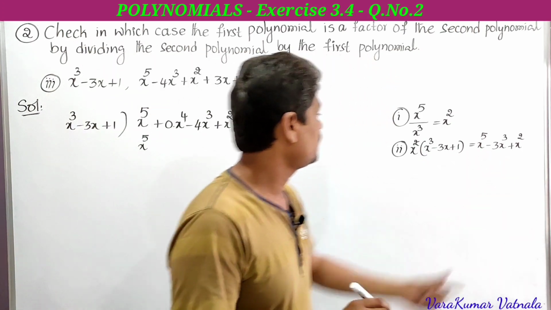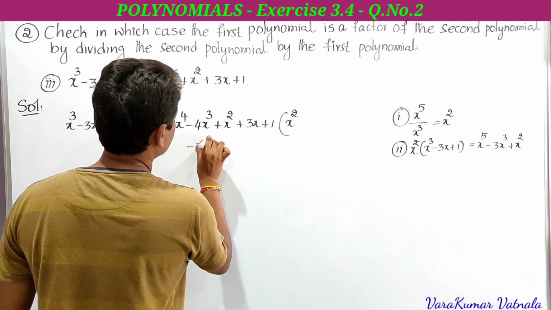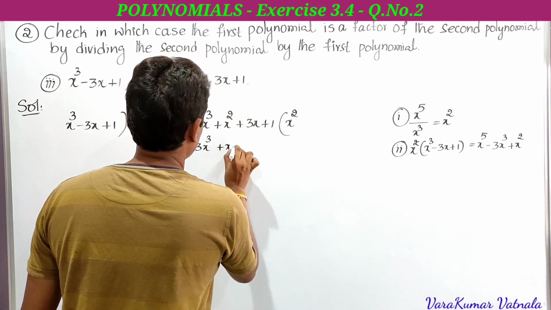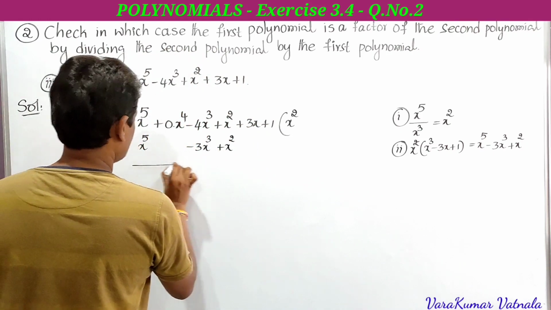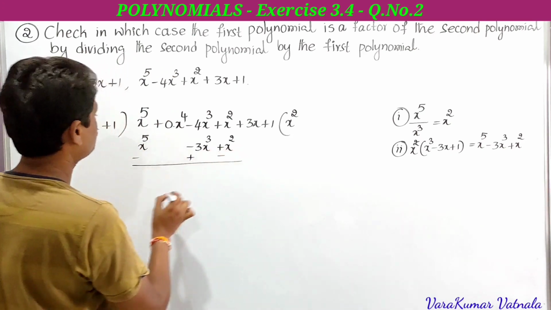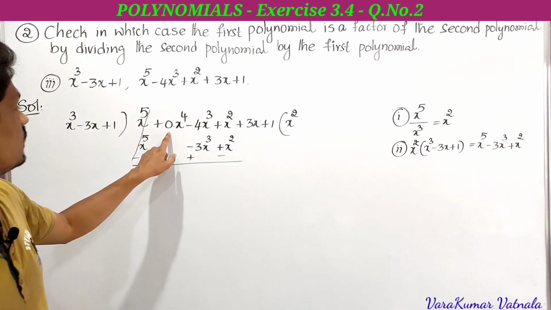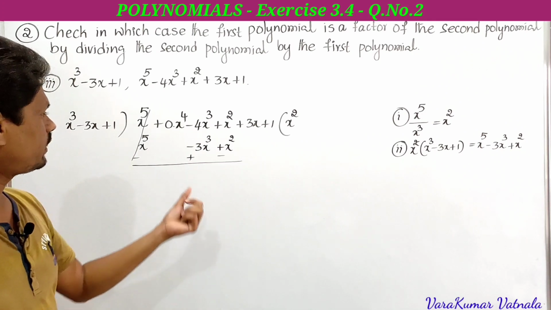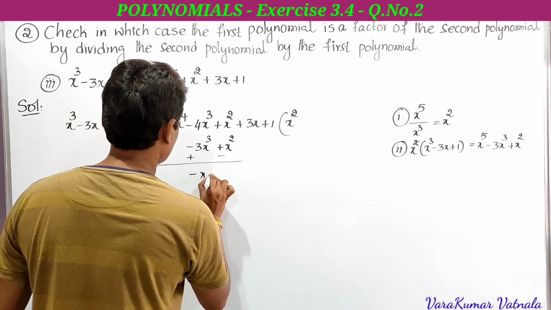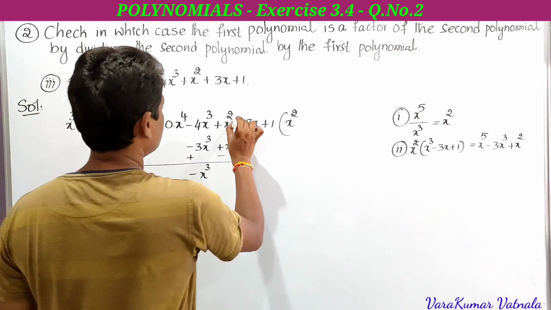So here minus 3x cube is there. Write x cube below the x cube term: minus 3x cube plus x square. Now subtract. Plus becomes minus, minus becomes plus, plus becomes minus. So x to the power 5 minus x to the power 5 gets cancelled. Here 0 into x to the power 4 we need not write. Minus 4x cube plus 3x cube we get minus x cube. Plus x square minus x square gets cancelled.